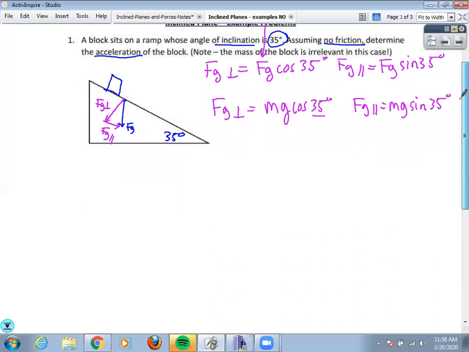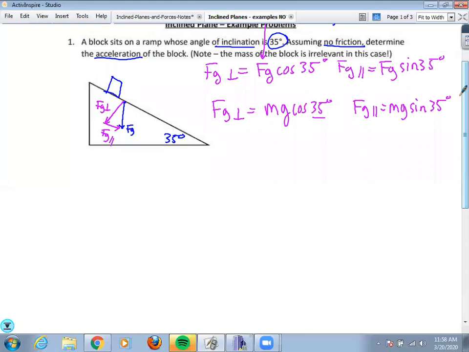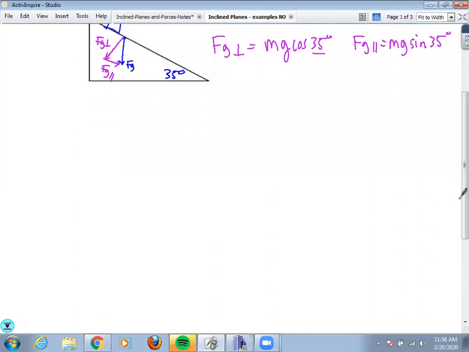So we'll draw a free body diagram for the situation. I'm going to draw it underneath. If we represent the block as a dot there, clearly we've got Fg parallel going down the plane. We've got Fg perpendicular going into the plane. It's interesting to note that the block does not fall through the plane, so we have to have an opposing force, which again is Fn, the normal force.